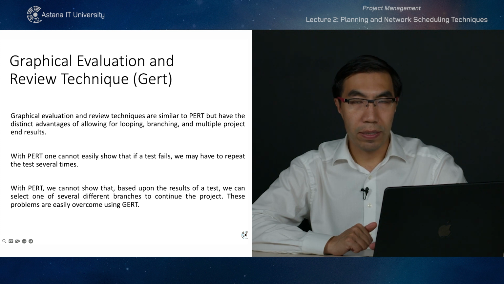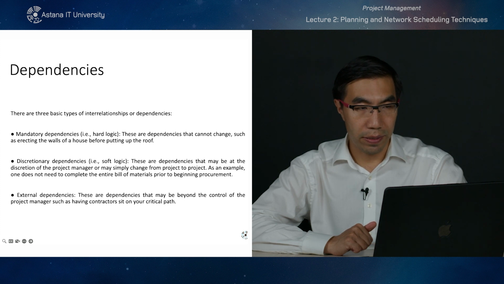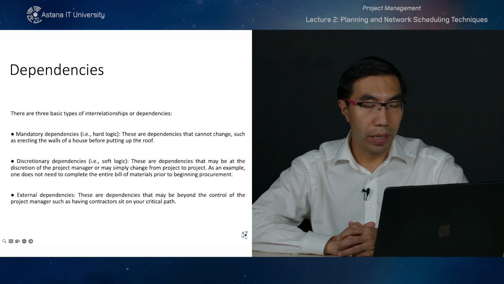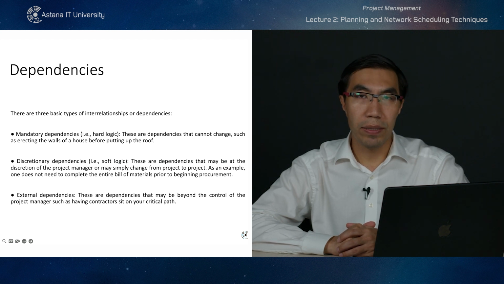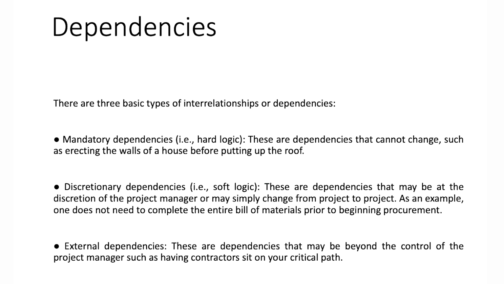So now let's talk about dependencies. When we are talking about dependencies, there are three main types. Mandatory dependencies have hard logic, and we cannot change it. An example is erecting the walls of a house before putting up the roof.